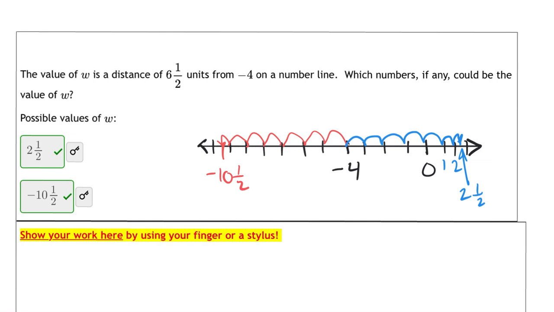And we could put the positive one on the right, the negative one on the right. You know, it really doesn't matter which order you put them in as long as you put in both of those answers. That's it.